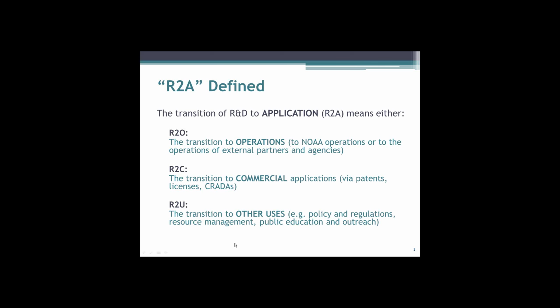It can mean R2C, or the transition to commercial applications via patents, licenses, CRADAs, etc. And then there's another category which is kind of a catch-all category called R2U, or the transition to other uses. Examples of those are policy and regulations, resource management, public education, and outreach. When you look into this third category, it's pretty surprising how much goes on in NOAA that actually fits into that other category, where you're providing some sort of development research that is used in a definite way, but it does not fit into either of the previous categories, the R2O or the R2C.